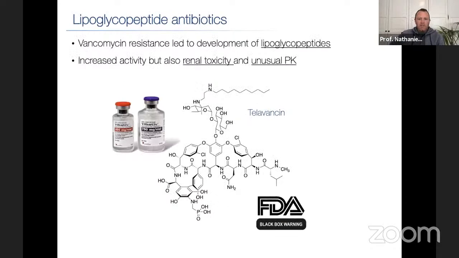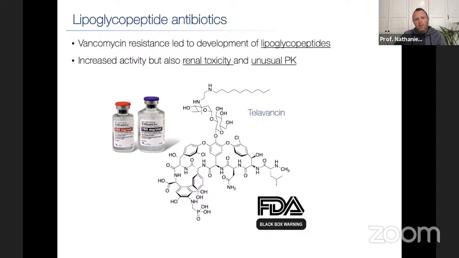And that led to the generation of semi-synthetic analogs known as the lipoglycopeptide antibiotics. You see an example of that class here, the molecule telavancin. Telavancin is in fact generated starting from vancomycin by organic chemistry. You modify it to include a lipid tail, and another modification near the C-terminus. And telavancin does have enhanced activity relative to vancomycin.